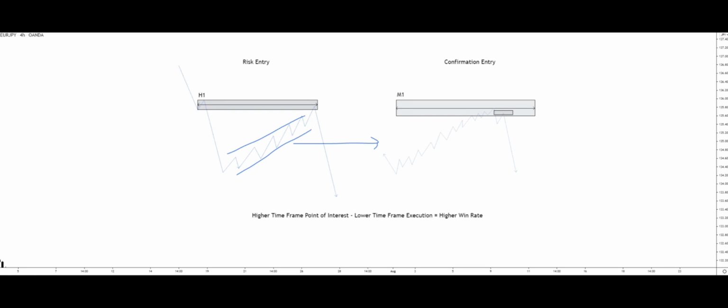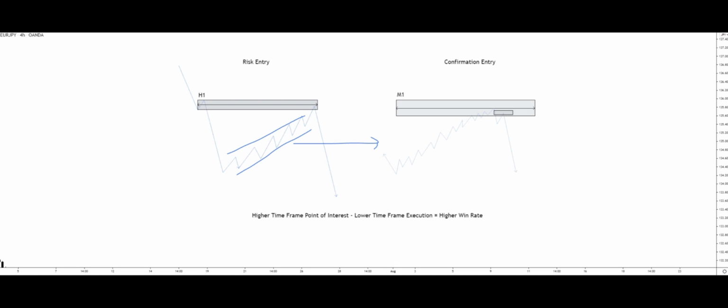Now in this one we're going to be going over different types of entries, so in terms of how you would enter the market. So would you place an instant market execution, or would you place a limit order and stuff like that? Okay, so when it comes to trading, there are two different types on how you can enter the markets. So you can either enter off a risk entry, or you can enter off a confirmation entry.